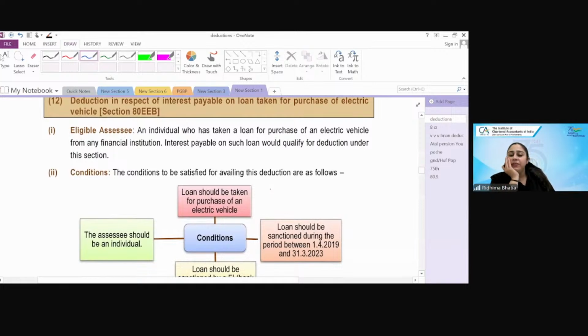So next in the interest segment, see, one we covered interest on education loan, second we covered interest on housing loan. One is 80EE for loans sanctioned in 16-17. Next is 80EA for loans sanctioned in 19-22. Okay. Next we come to 80EB.